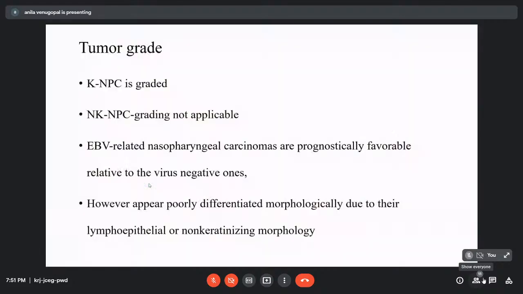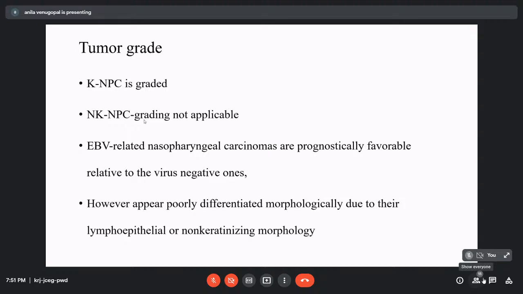Now, about tumor grade, the keratinizing nasopharyngeal carcinoma is graded applying all the criteria that you do for a routine squamous cell carcinoma of the head and neck region. But for non-keratinizing nasopharyngeal carcinoma, grading is not applicable and it is not advisable to grade. Why so? In my previous talk on HPV also, I have said that in HPV associated oropharyngeal carcinoma grading is not applicable. This is because even this nasopharyngeal part, it is non-keratinizing.